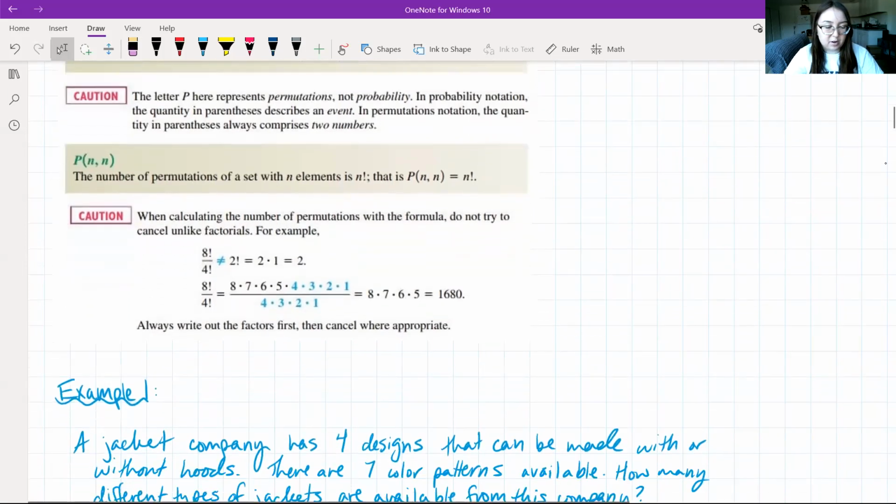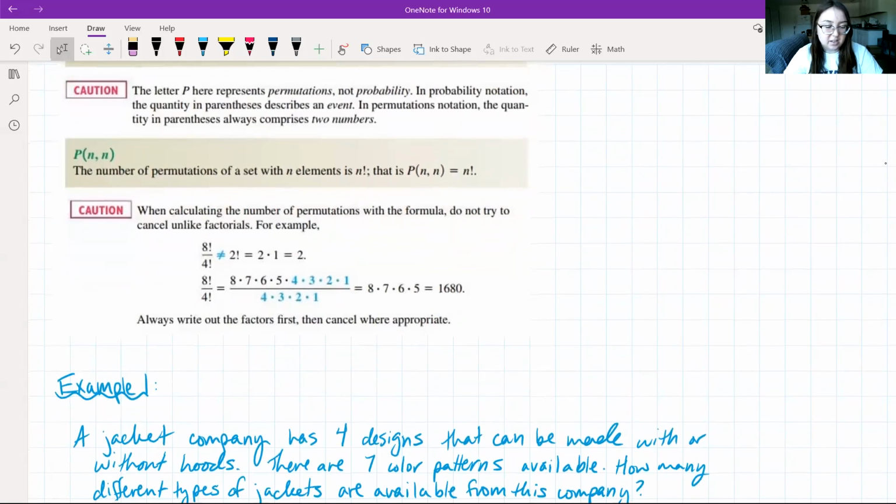So then we have our permutation of n and n. The number of permutations of a set with n elements is n factorial. That is, the permutation of n comma n is equal to n factorial.